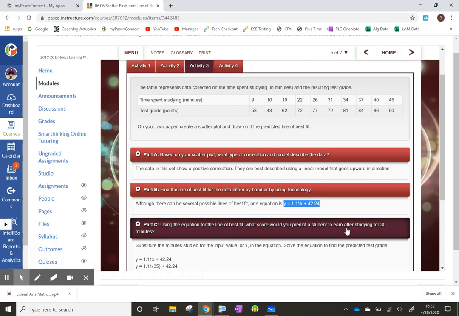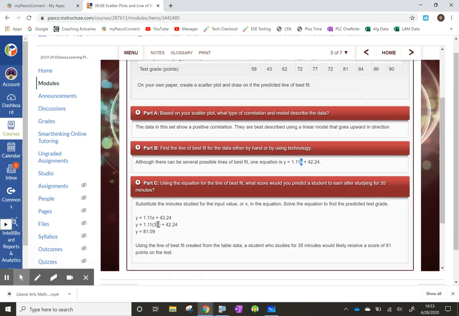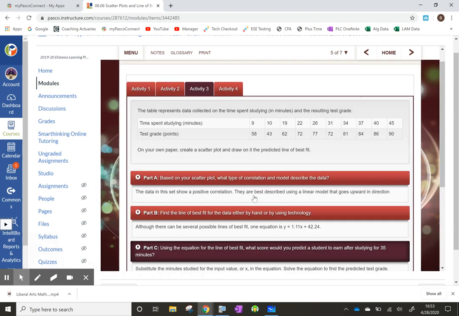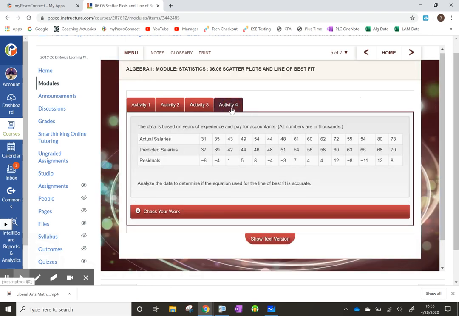So if they want to predict what a student will score if they study for 35 minutes, then they're simply going to plug the 35 in for the x value and see what the result is, which is what happens. They plug the 35 into their equation, and they got a y value of 81.09. Again, this would be a little more work if you are actually going to make that graph.